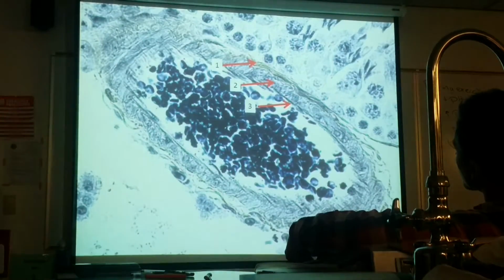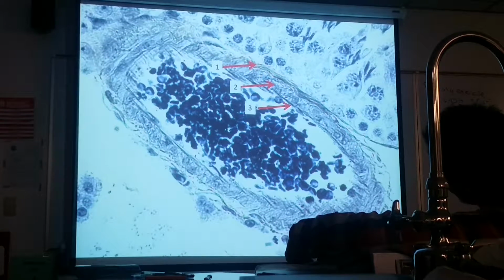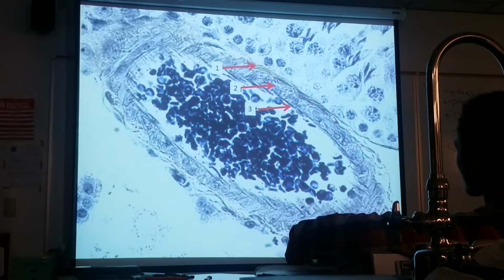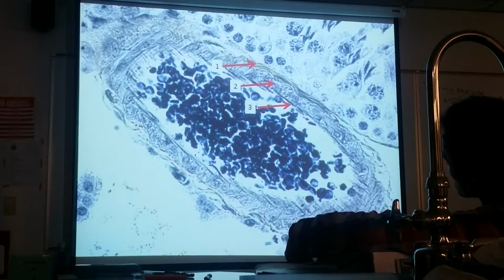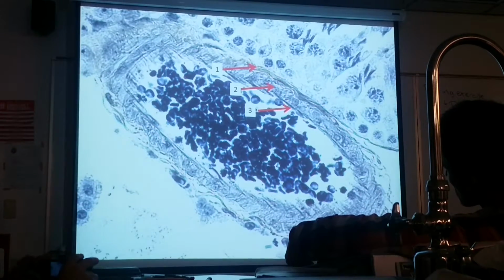Going back, this is a different slide, but I have 3 layers. So it's a muscular artery. See all those? Those are red blood cells. I know it stains different, but it's still TI, TM, and TA for this blood vessel. It's from the rat testes. It's a good example of a 3-layered muscular artery.